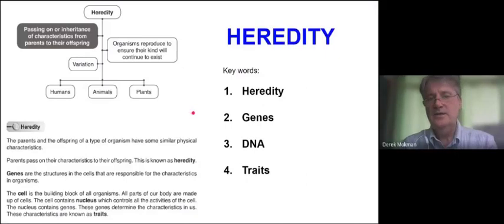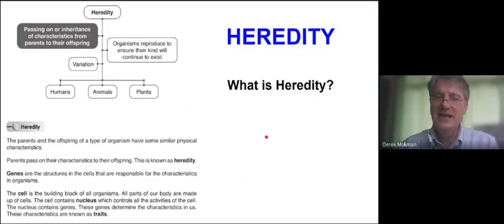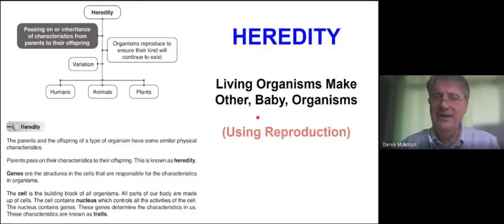Okay, so let's have a look at the next. What is heredity? What does it actually mean? It means that when living organisms, now remember this from our last topic, organisms, that means anything that is living, make other baby organisms. So of course, your parents made you. You were a baby one time. Male plants and female plants make baby plants, tiny plants, seedlings. Animals like cats and dogs and fish and every other animal you can think of also make other baby organisms. And of course, they all use reproduction.